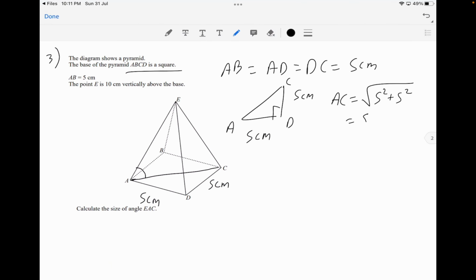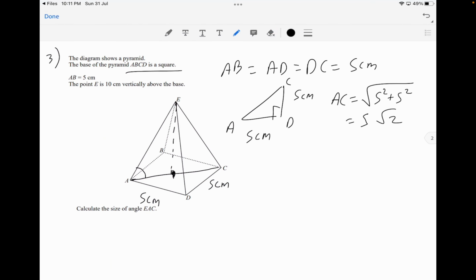So once you do that, you have 5 square root 2, which is 7.071. I'm just going to leave it as a surd, since it's much simplified and better. Once you have AC, you have to find out what angle EAC is. In order to find that out, you're going to take the midpoint of the line AC. That's the only way you can find out this value.